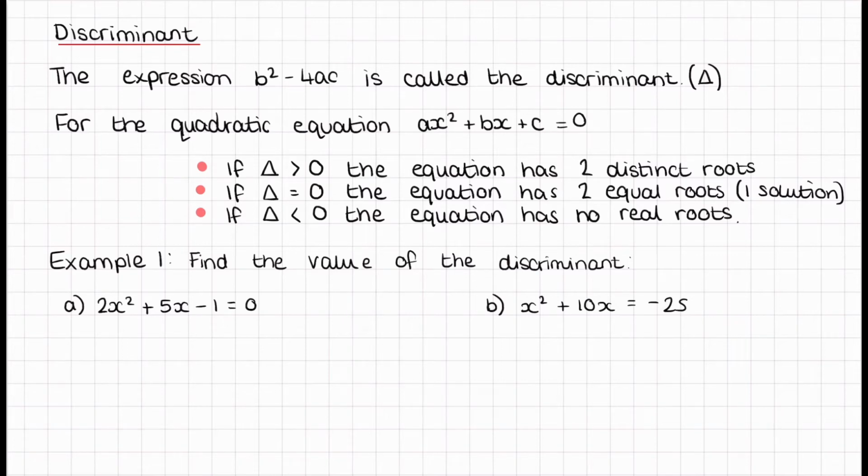Hi everyone, this video is on the discriminant. So the expression b squared minus 4ac is called the discriminant, and what you'll notice is that it is the expression underneath the square root in the quadratic formula.